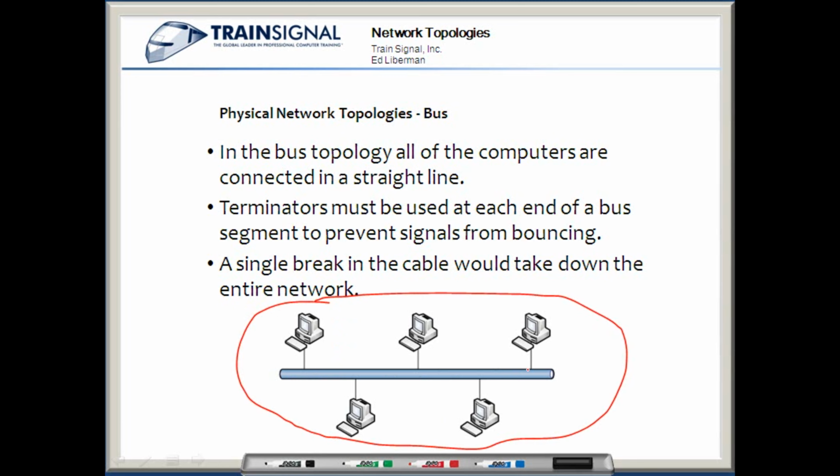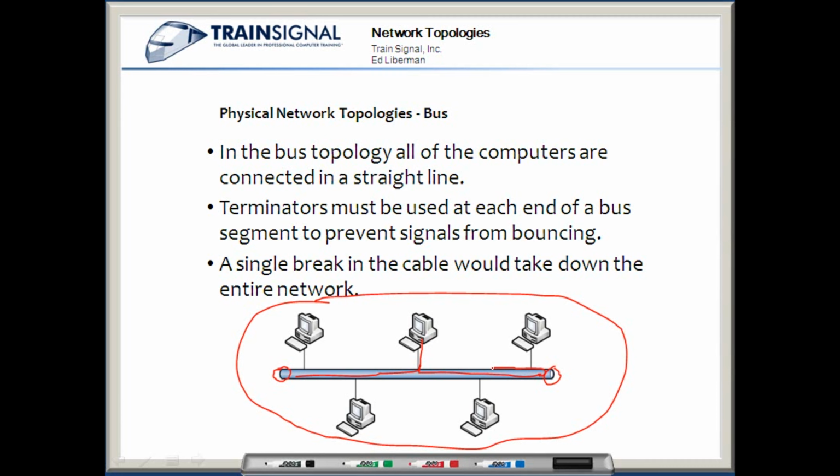Now, one thing you need to know about the bus topology is that terminators must be used at each end of the cable segment. So here I'm just drawing in some terminators. The reason we have to have these terminators is to prevent signal bounce. When a computer sends out a transmission onto the cable, that transmission travels in both directions along the cable. And Electrical Engineering 101: when an electrical signal gets to the end of a cable, you know what it does? It turns around and bounces back.